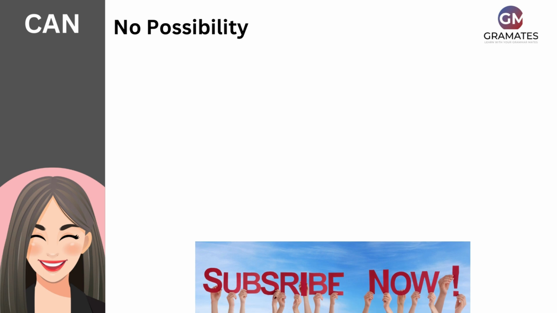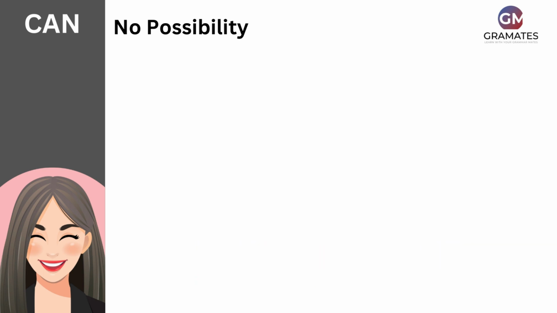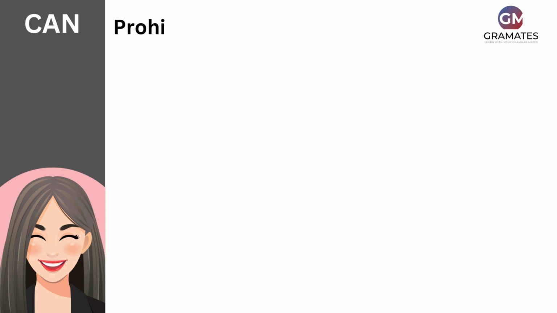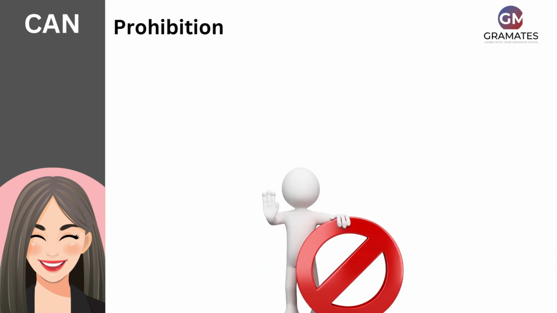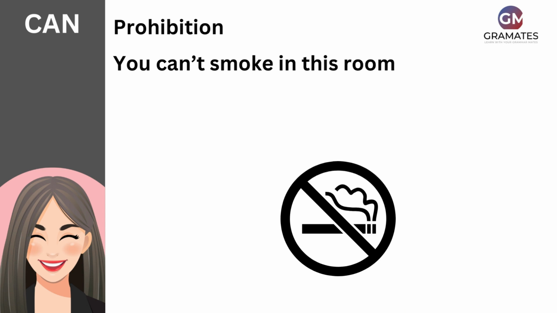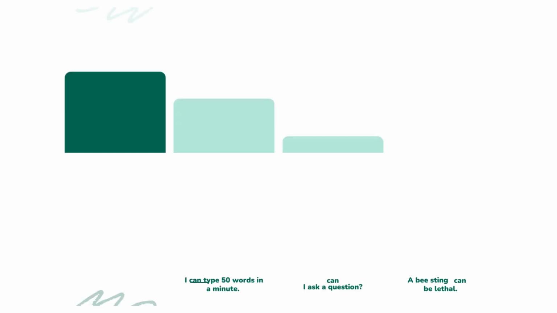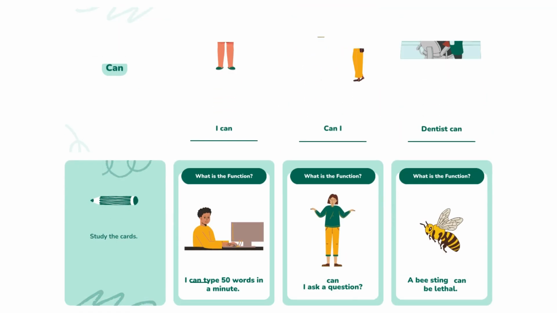Furthermore, when there is no possibility, or we could say impossibility, there we can use the can as well. For example, this can't be right. यह सही नहीं हो सकता है. Can is more suitable while using prohibition. Prohibition means जहाँ पर आपको कोई action करना मना हो. For example, you can't smoke in this room. आप इस room में smoke नहीं कर सकते हैं. Now it's time to summarize the can. You can pause and check the chart.